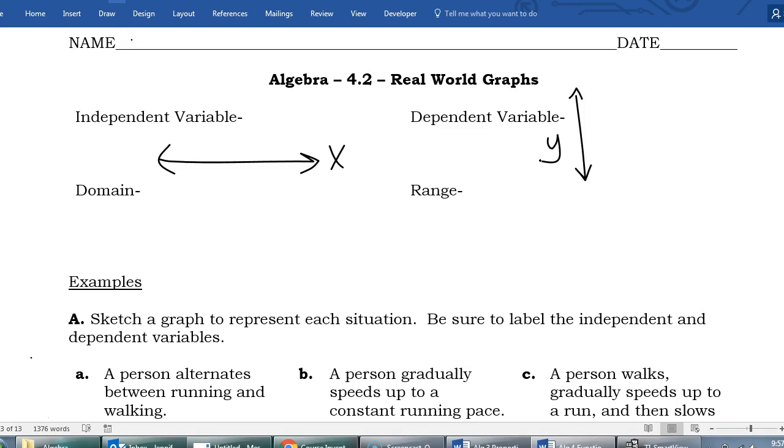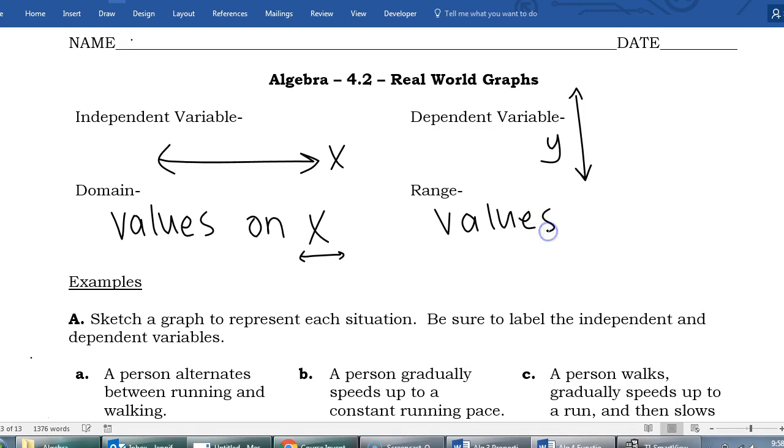Domain and range are words that relate to the values on those different variables. The values that the graph covers on the X or the horizontal axis would be the domain, and the values that the function covers on the vertical or the Y would be the range.